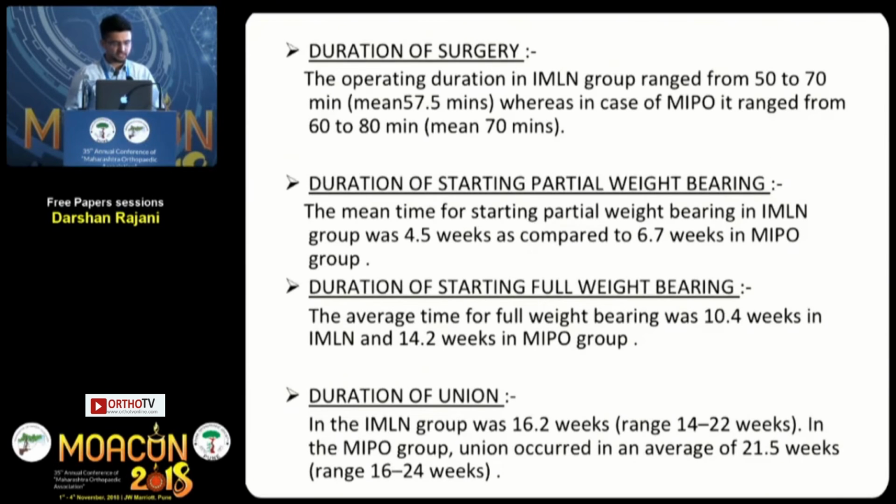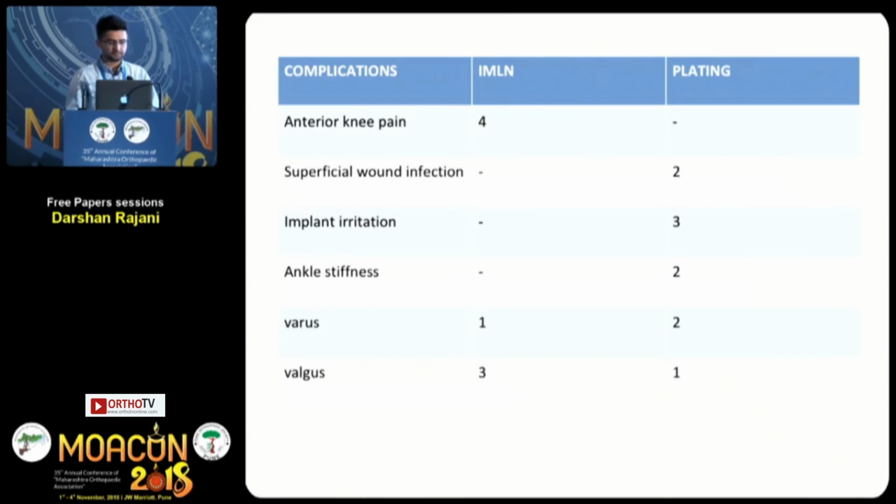Duration of surgery was 57.5 minutes average in intramedullary locking and 17 in plating. Full weight bearing was at 10.4 weeks in nailing and 14.2 weeks in the plating group. And union time was 16 weeks average in the interlocking group and 21 weeks in the plating group. These are the complications which we faced. Implant irritation and stiffness were more marked in the plating group.